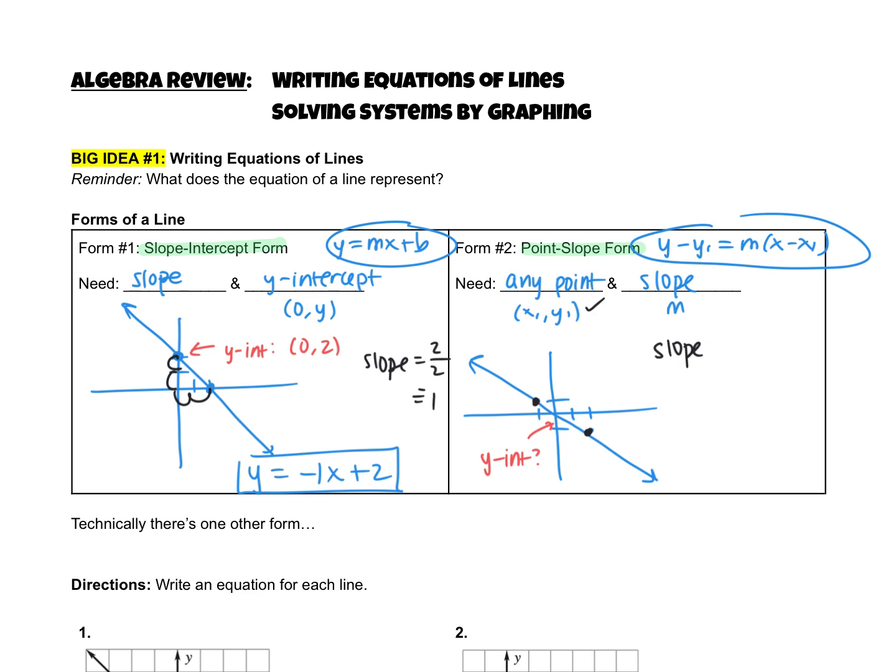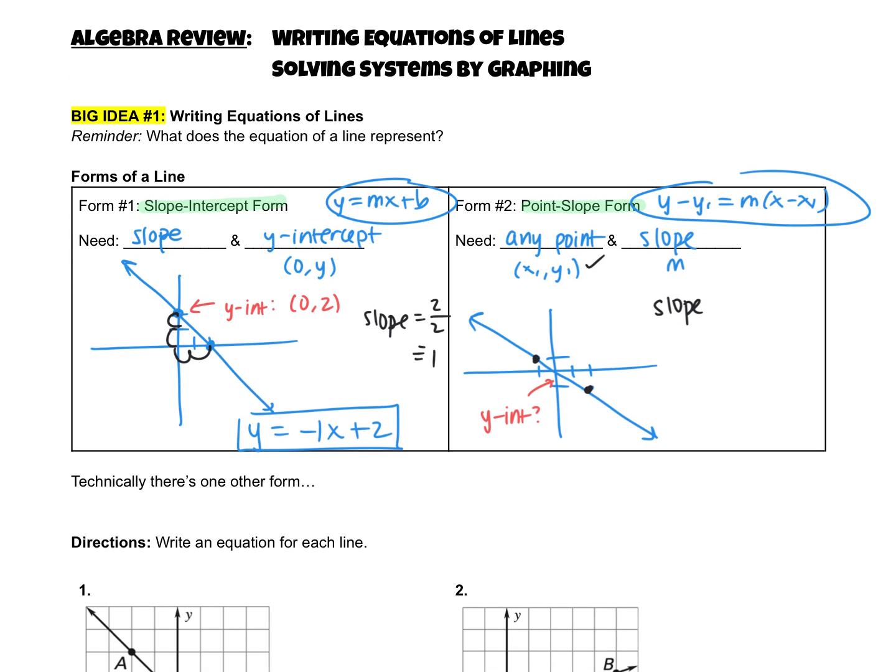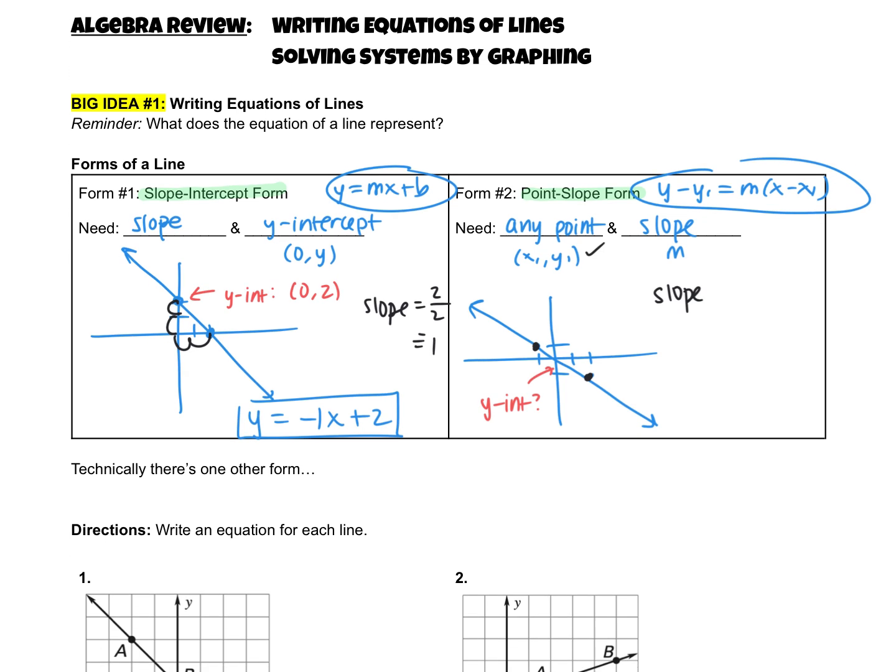I always go in this order. I ask myself, do I have the y-intercept? Yes, great. If not, I use point-slope form. Technically, as you can see at the bottom, there's one other form. Do you remember what the last form is? Standard form. We are not going to write any in standard form because it's not that helpful. So there is standard form, which we're going to graph, but we're not going to write.